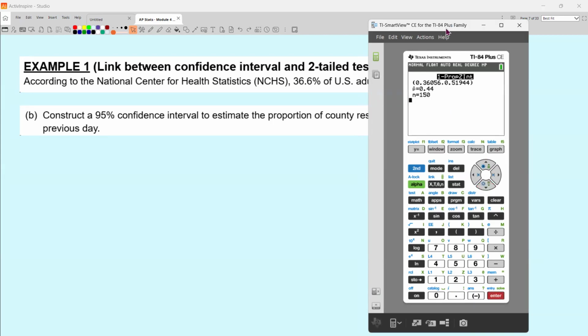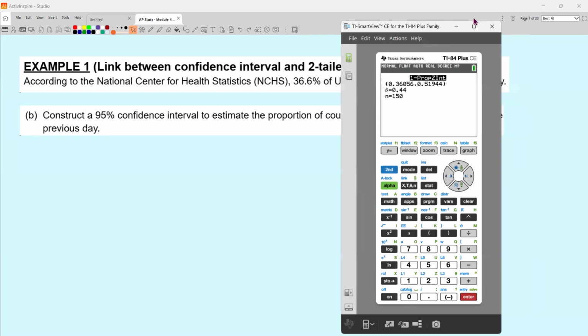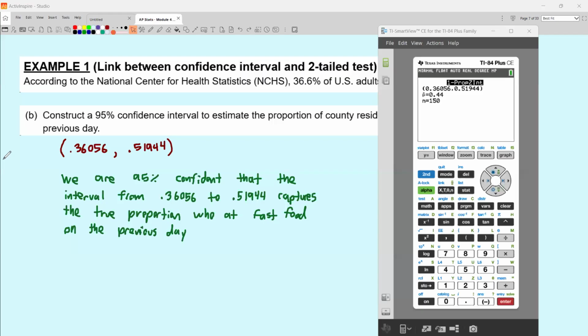And in this case here, we get a confidence interval. Let's go ahead and write that down and make a conclusion. So we would write down the interval that our calculator gave us and make an interpretation. We are 95% confident that the interval from 0.36056 to 0.51944 captures the true proportion who ate fast food on the previous day.